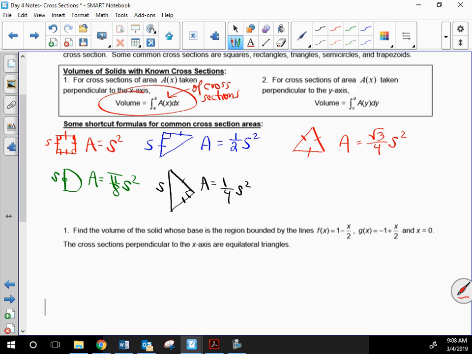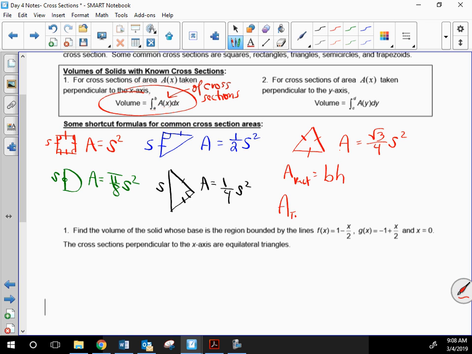Now notice that these are not all of the shapes we can do. They could ask us about rectangles. They could ask us about trapezoids. So just a reminder that your area formula for a rectangle is base times height. And they have to give you some more information. Is your height a constant height? Does your height change? They have to give you more information for that.